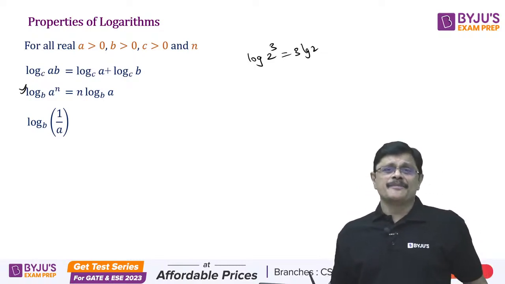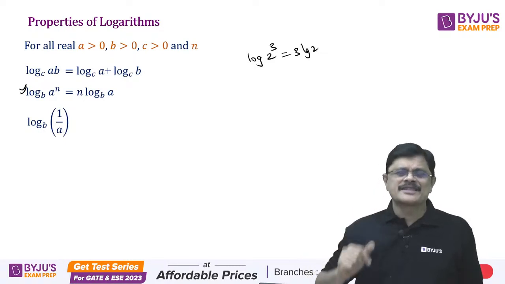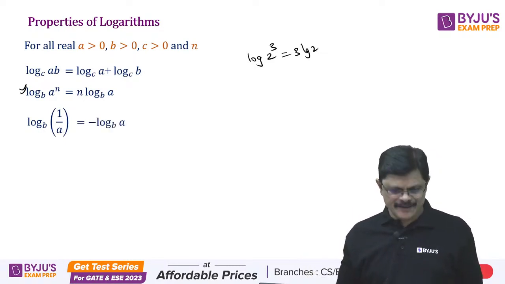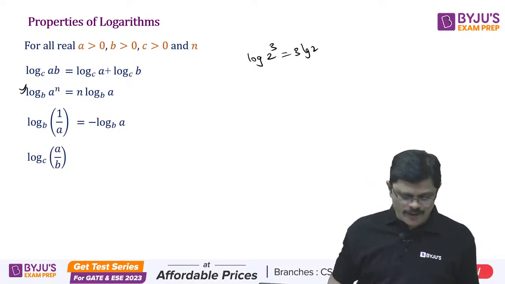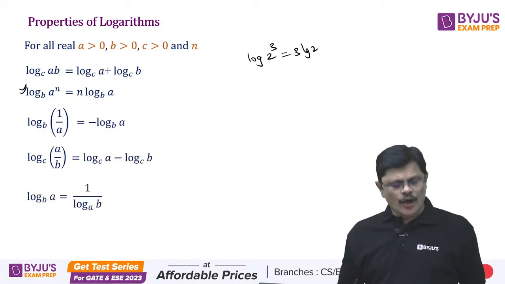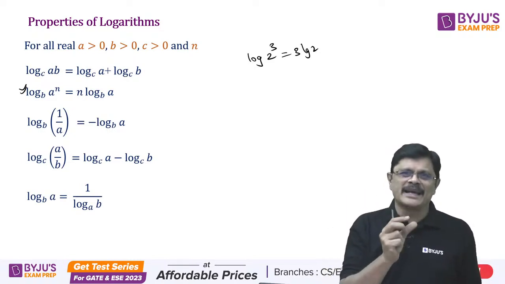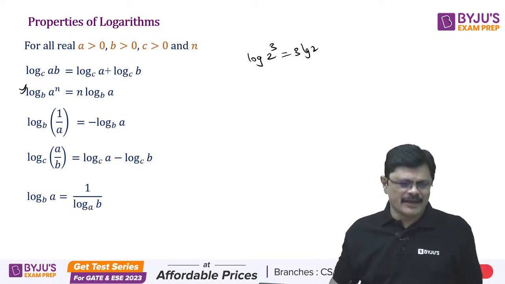Log 1 by a. Suppose you want to write 1 by a as a by 1. Then what happens when you reverse this? You get minus log a, my dear friends. Minus log a to the base b. And log a by b is nothing but log a minus log b. And log a to the base b, if you want to exchange the value and the base, you can just divide by 1, sir. 1 by log b to the base a, my dear friends.